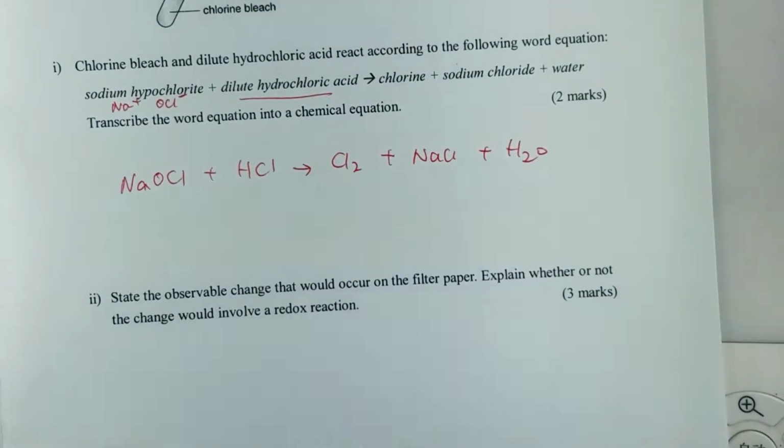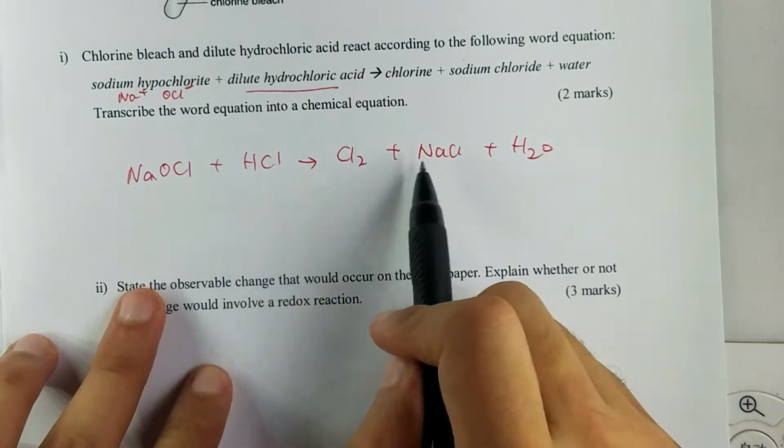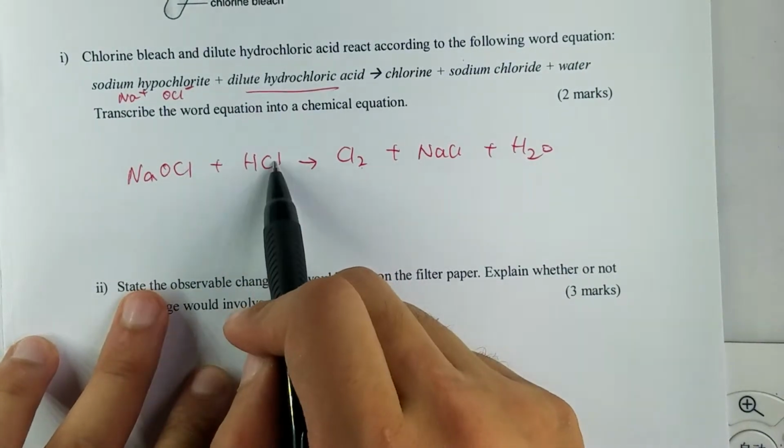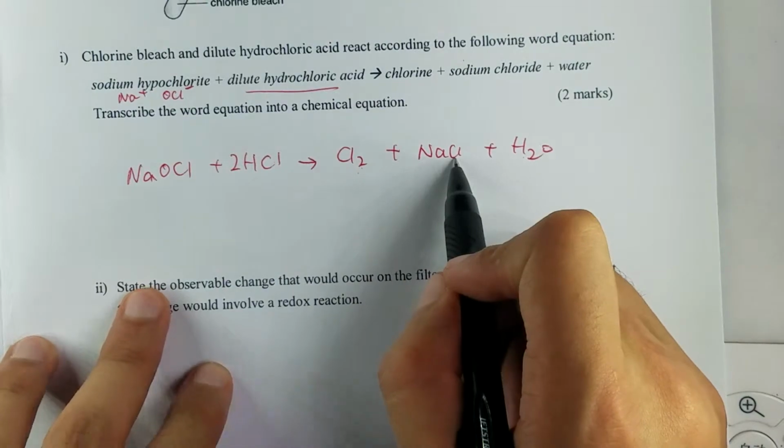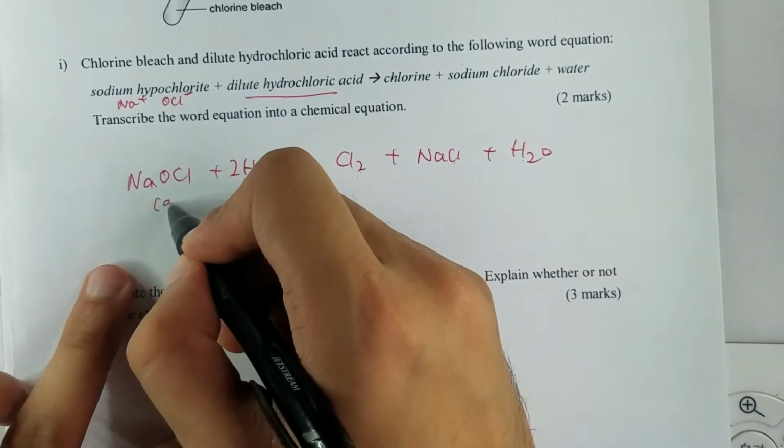Many of you stopped here. You have to balance the equation. 2 chlorine over here. Hydrogen 2, so I have to add 2 over here. So 2, 1, and 3, balanced. Remember to write the states.